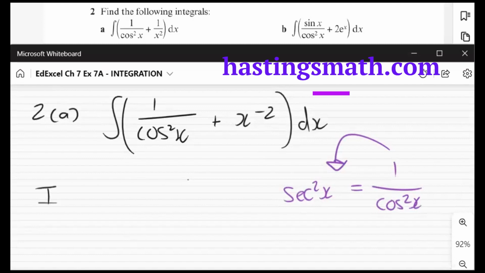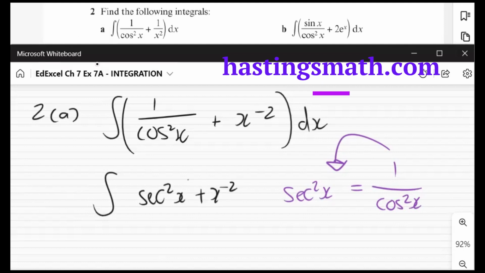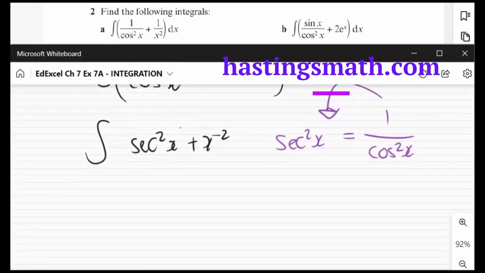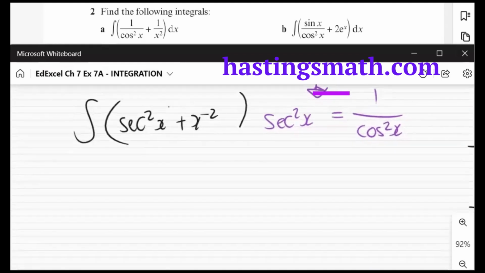So our integrand becomes, before we do that, let's just rewrite it. This is actually sec squared x plus x to the minus 2. This is number 2a. Okay. So we're integrating this with respect to x. Sec squared x is one of our options. That just becomes tan x.